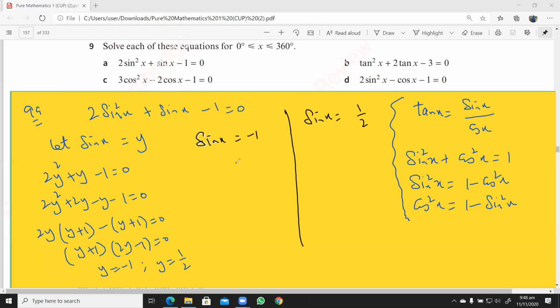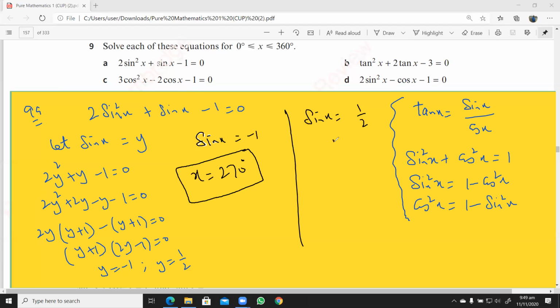270, because sine 90 is 1, and so without using a calculator, you can write it down, sine like 270. If you use your calculator for this, your calculator will be giving you minus 90. Do check this. If you find sine inverse of minus 1, you will get a minus 90. So that can be confusing for you. So you just remember that sine is minus 1 at 270 degrees. So we have just one value for this.